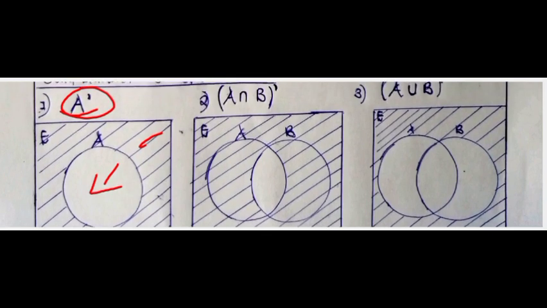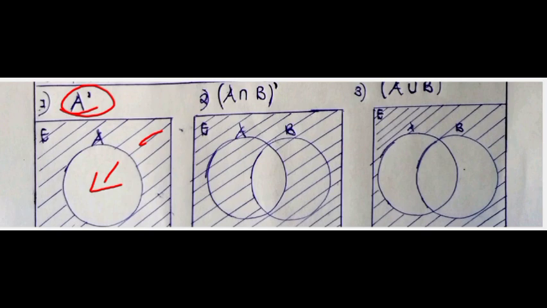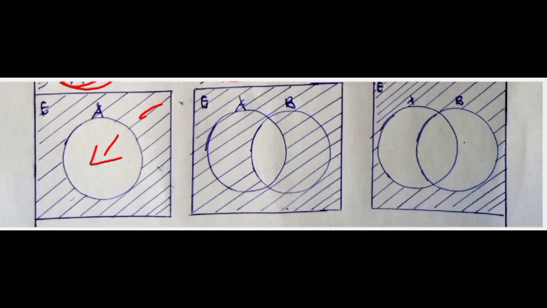Moving forward, when we say A intersection B complement, it means all the members except those that belong to the intersection of A and B. And this is how it will look, except this region where the two sets are intersecting, but all the members.